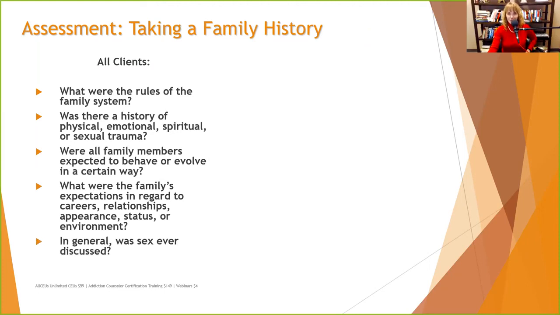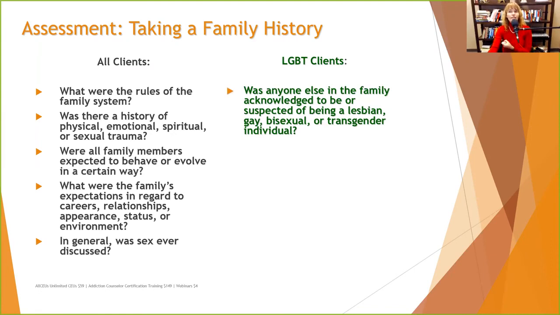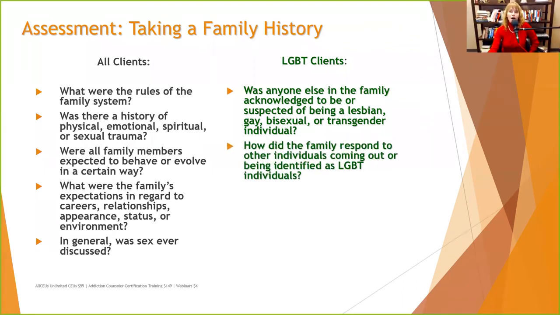When you're working with LGBT clients, you also may want to ask, was anyone else in the family acknowledged to be or suspected of being a lesbian, gay, bisexual, or transgender? Because a lot of messages get communicated, and kids, even when they're little, you're getting ready to go to a family reunion and the parents are talking and they hear stuff. They start getting those messages even when they're little about what's acceptable, what's not acceptable, what they think about Aunt Sally, etc. How did the family respond to other individuals coming out or being identified as LGBT individuals? So they may hear about somebody in their church or in their community who's come out. What was their reaction?